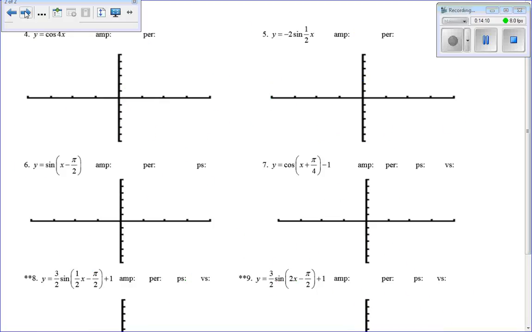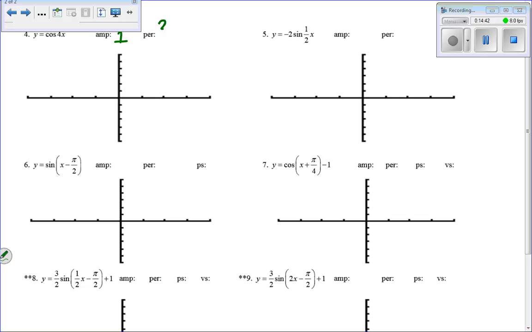Okay. Now number 4 has cosine 4x. So what's actually changing here? The amplitude. Not our amplitude. Oh, the period. It's the period. It's the b value. Okay. So we're going to do this. I'm going to do it one way on here. I don't want you to write anything down. And then we're going to do it the other way. And that's what I want you to write down. Okay. You can write down your amplitude and period. What's our amplitude? Our A value is 1.